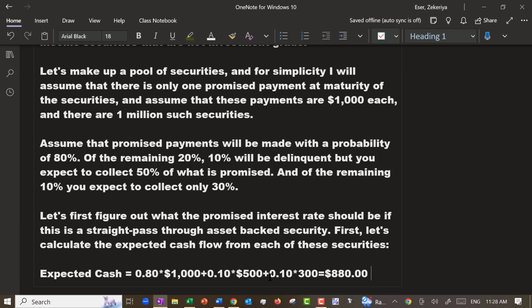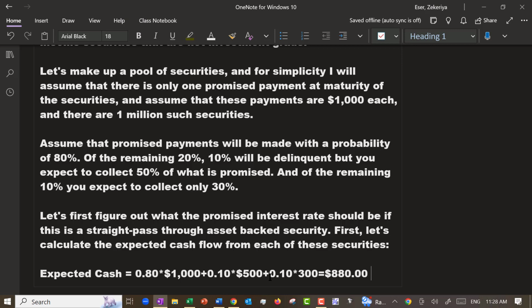Or if you think about it, the total face value of the pool is $1 billion. You expect that you're going to get only, for the pool itself, $880 million. Since these are relatively large pools, that's a pretty good estimate that you will get 880.